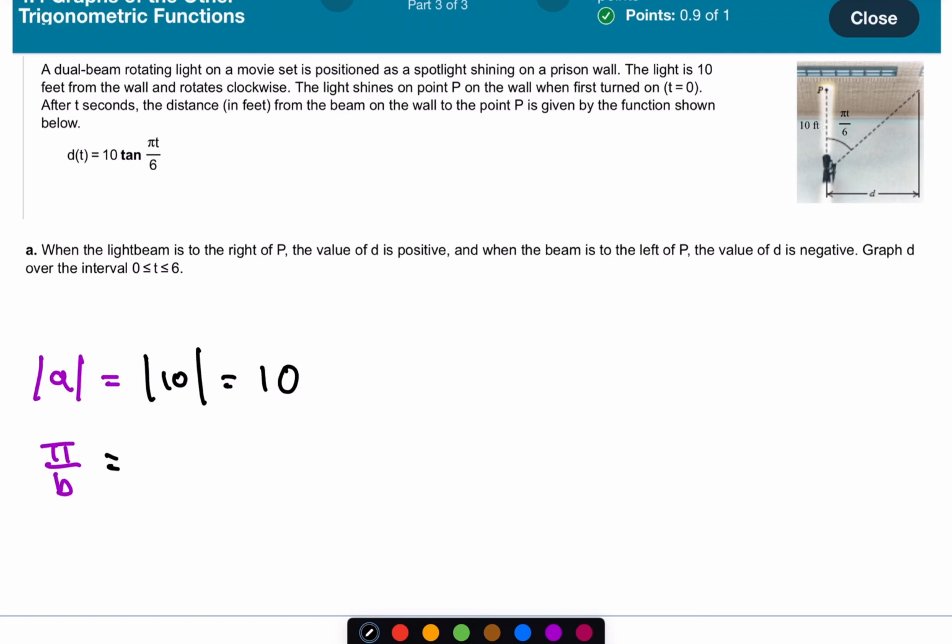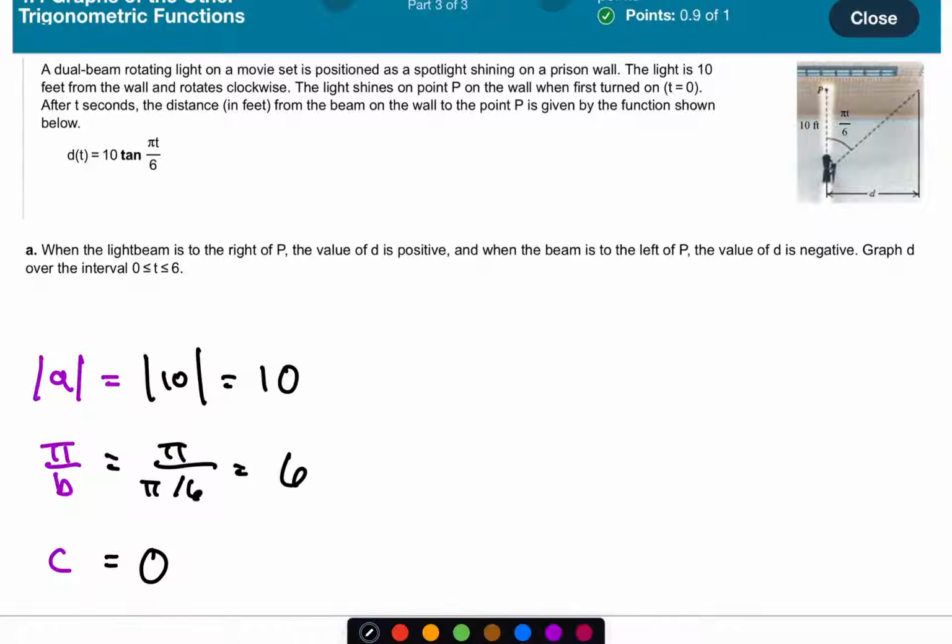So then we would do pi over B, which is pi divided by pi over 6, right? So we have to keep change flip, and ultimately we get a period of 6. So it looks like after 6 seconds, this graph is going to repeat. And then lastly, we had our C, which is our phase shift. Now here it looks like we don't have a phase shift. So no phase shift here to account for.